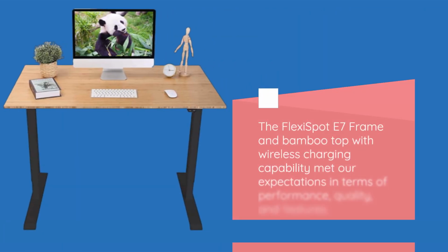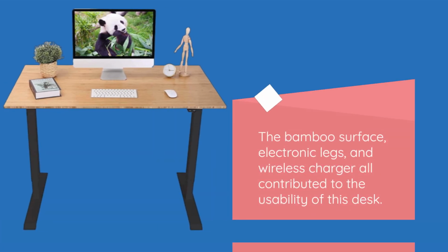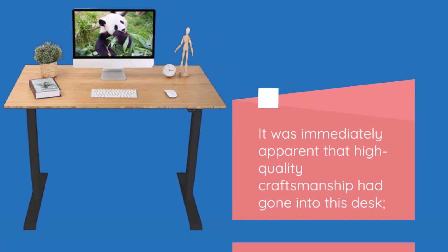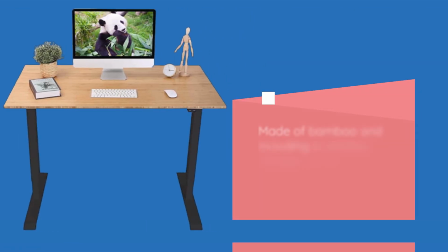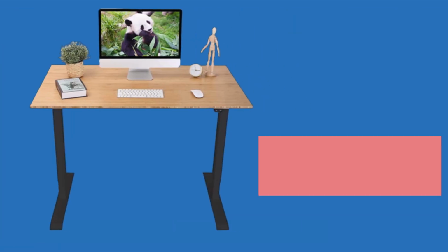The Flexispot E7 Frame and Bamboo Top with wireless charging capability met our expectations in terms of performance, quality, and features. The bamboo surface, electronic legs, and wireless charger all contributed to the usability of this desk. It was immediately apparent that high-quality craftsmanship had gone into this desk. Made of bamboo and including a wireless charger, it was evident that Flexispot had anticipated its users' needs.